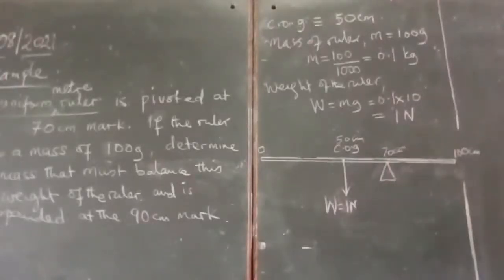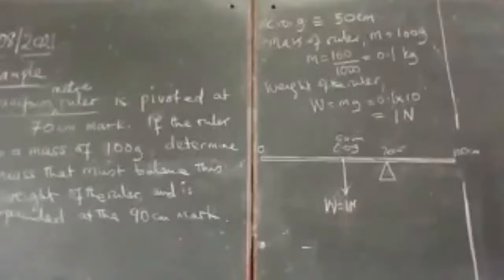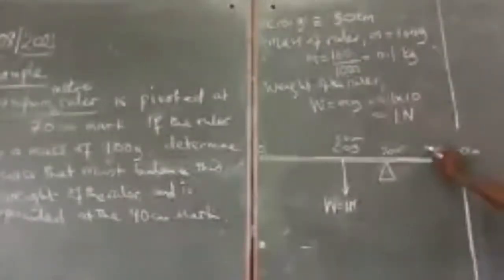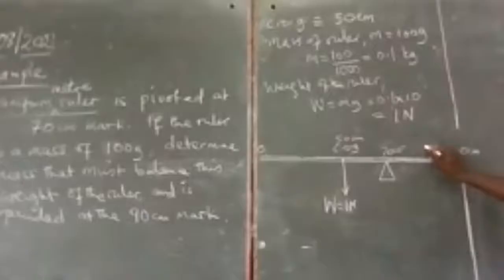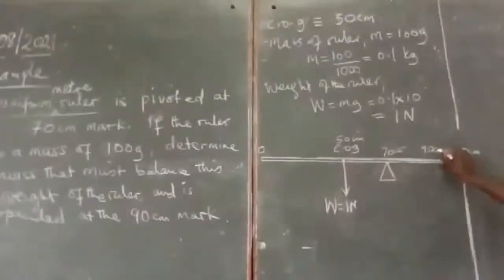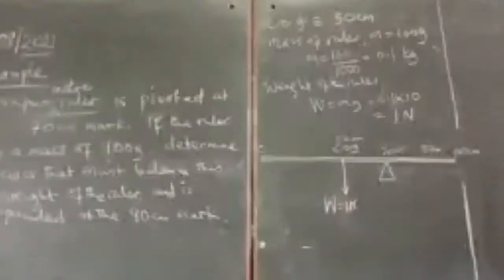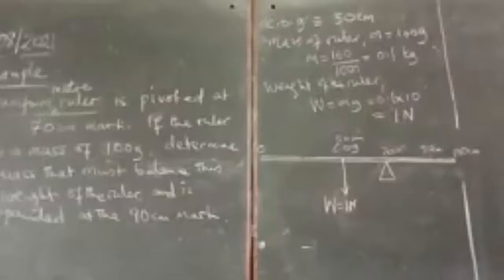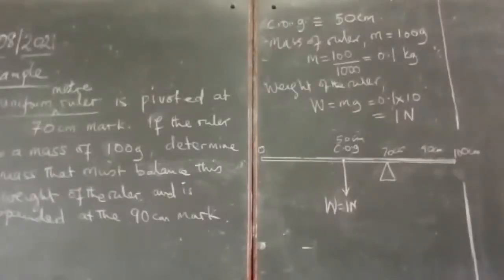Now I have something also at the 90 centimeter mark. What is there? What is suspended at the 90 centimeter mark? Mass of 100. Mass of 1. Determine the mass that must balance this weight of the ruler and is suspended at the 10 centimeter mark. So at the 10 centimeter mark, I have another weight which I don't know.